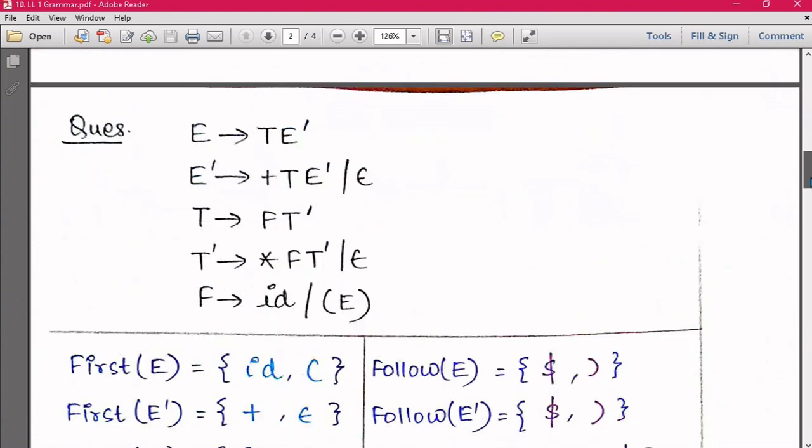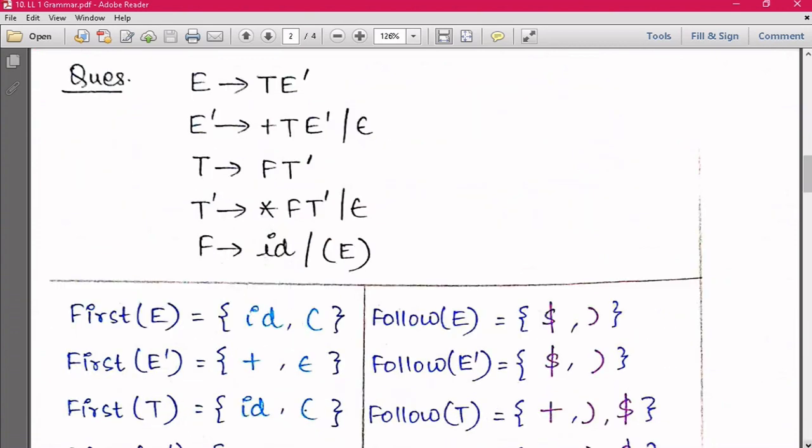So here you can see we are given this grammar and we have to find out whether this grammar is LL1 or not. So in this case, first of all, you need to find out the first and follow. I have already made a video on first and follow, so you can refer to that so that your concepts are clear when you do this question.